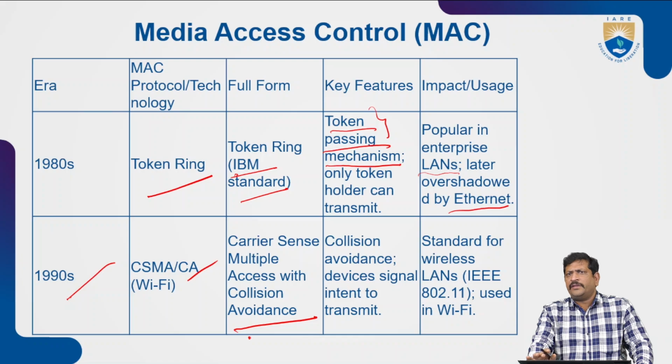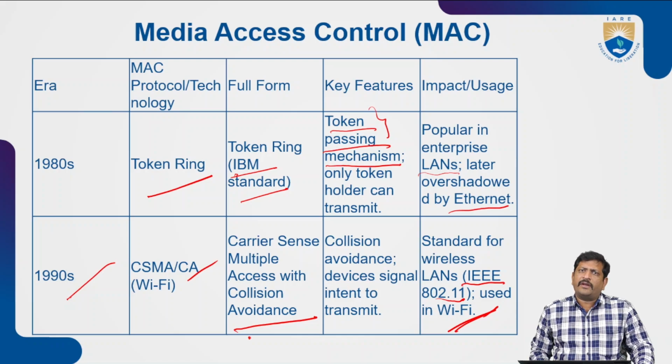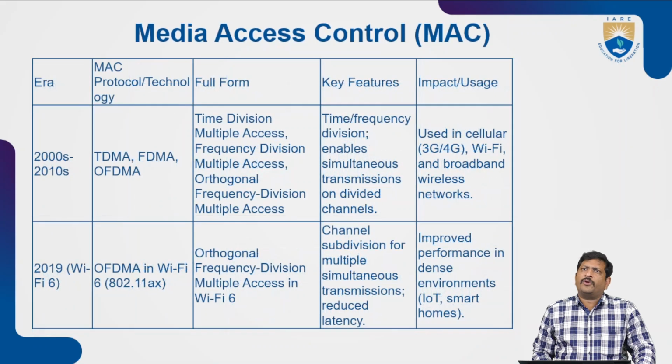The feature is signaling the intent to transmit, and it is used in the standard for wireless LANs. In wireless LANs we use the protocol IEEE 802.11. CSMA/CA is used in Wi-Fi, wireless fidelity, in networking. This CSMA/CA protocol can be used, and the standard of this protocol is IEEE 802.11. This is the standardization of this protocol.